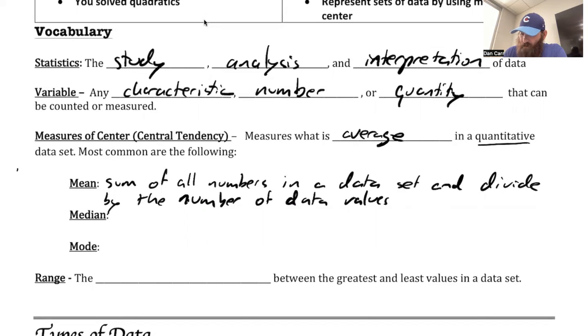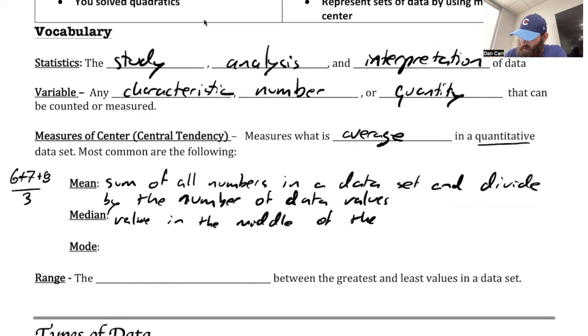Quick example of that would be something like if I take the ages of 3 kids and they're 6, 7, and 8. We add their ages together and then we divide by 3. That is representing the average, or mean, of those 3 data points. Median is the middle. It is the value in the middle of the data set.